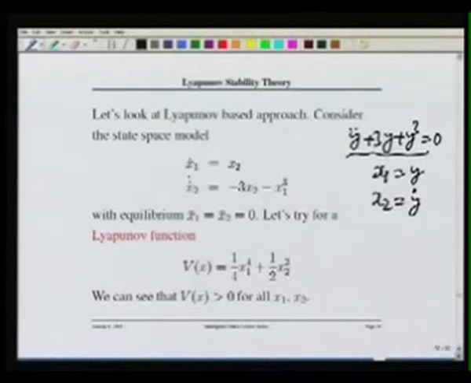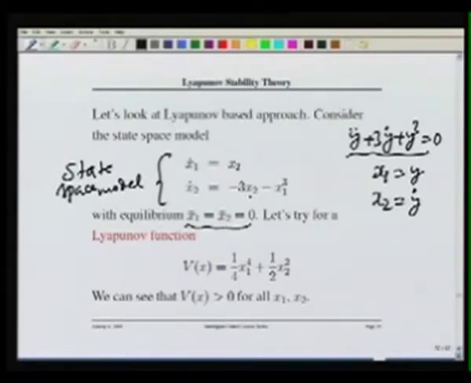So, x 1 dot is y dot, which is x 2, and x 2 dot, which is y double dot, is minus 3 y dot, sorry, y double dot plus 3 y dot, so minus 3 x 2 minus x 1 cube. So, this is my state space model. For this, the equilibrium point is obviously the origin.